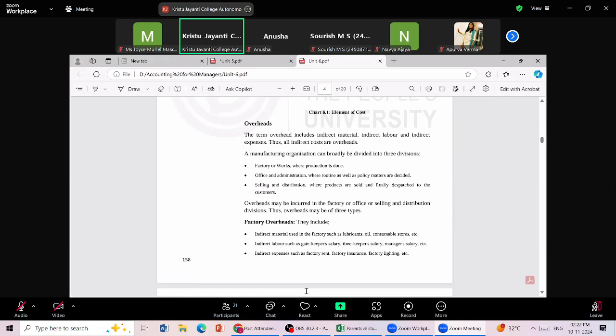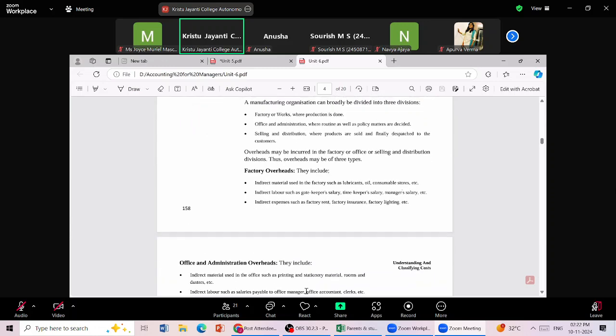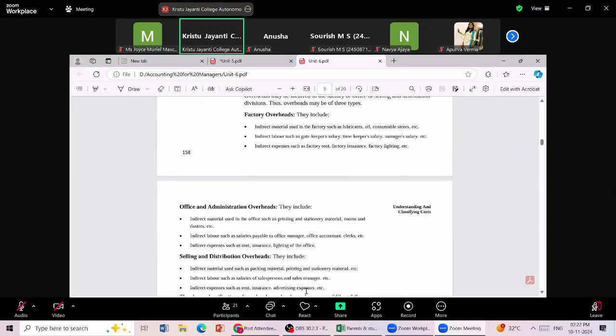And overheads, there are various overheads. You have factory overheads, you have office and administrative overheads, and you have selling and distribution overheads. In factory overheads, you can see here indirect material, indirect labor. Material means oil, consumables, stores, etc. In indirect labor, you have salary, manager salary, and indirect expenses: lighting, factory insurance, factory rent. This all will be added as factory overhead.